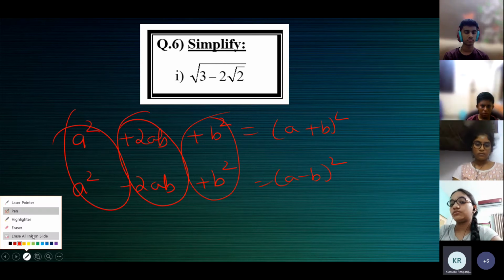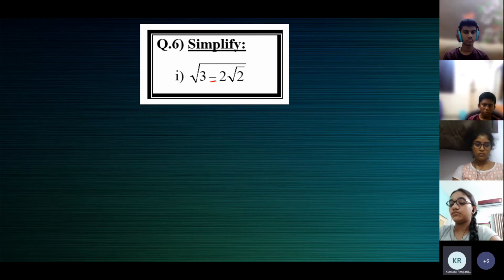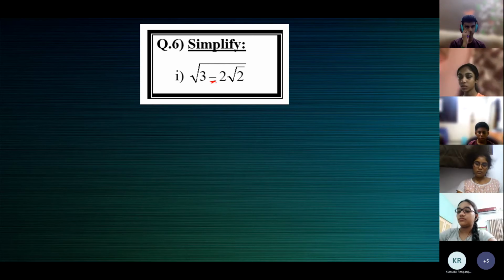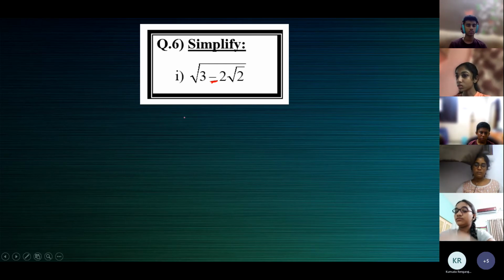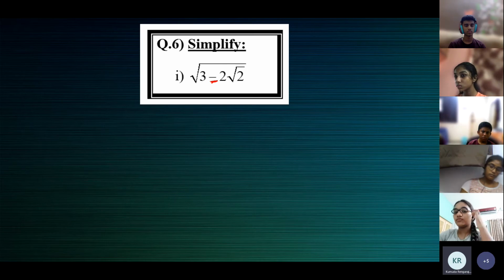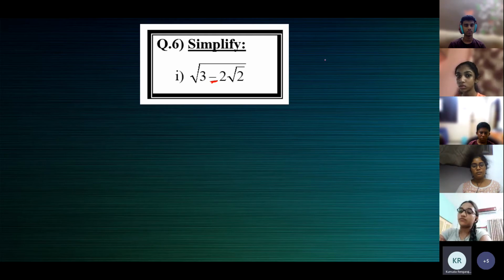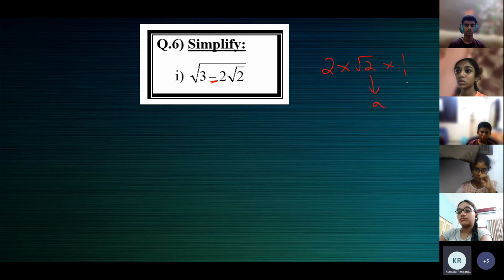So obviously here we have a minus, so it should be a minus b the whole square. Now, when you identify the 2ab term, I have to talk at length, so please have the patience to listen. When you find out the 2ab term, you know the a and b in them. So I say 2 into root 2 into 1. That means your a is root 2 and your b is 1.